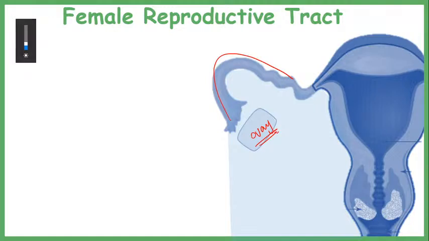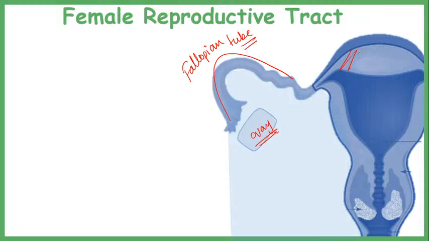What is the tube? We learned in the previous class. It is fallopian tube, right? Then what is this region? Name of this region. What is this? Fast, fast, fast. We are running out of time. Fallopian tube. Very good. Next, what is this part highlighted on the top of the uterus with red pen?